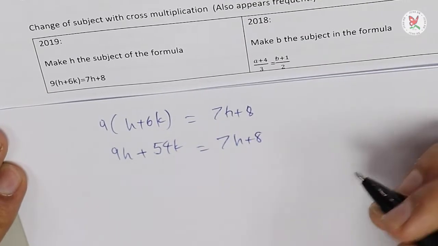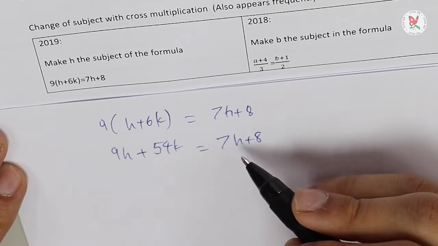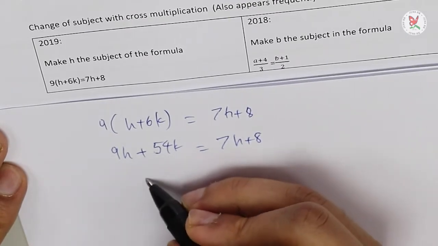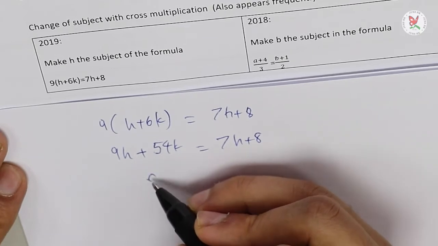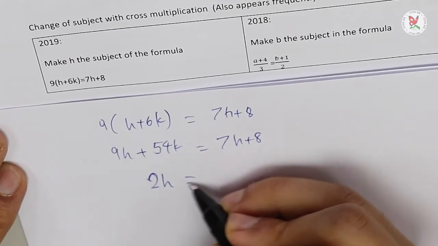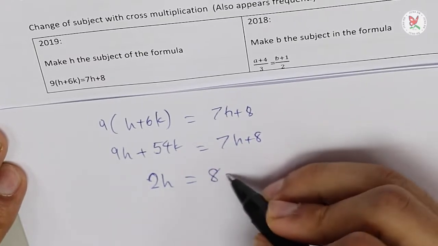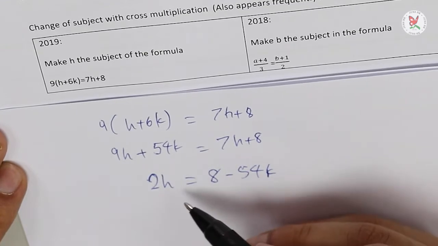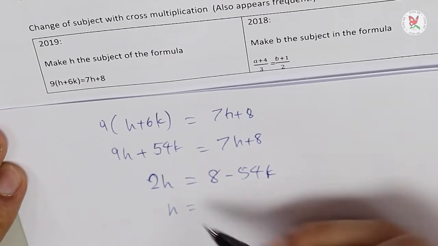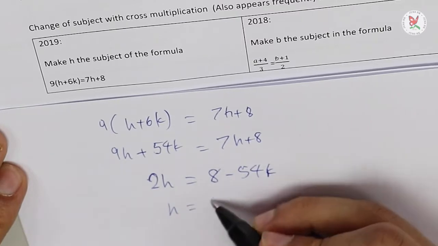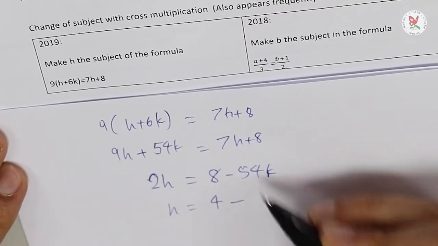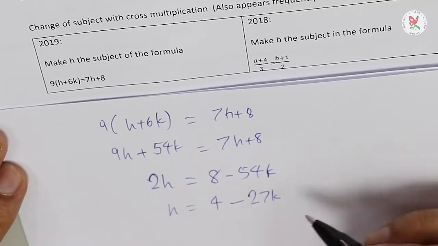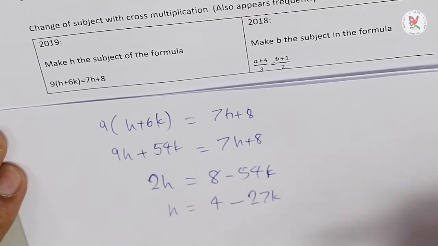The next thing to do would be to bring all the h's into one side. So we bring the 7h to the other side and we have subtraction. So we end up with 2h, and we bring this to the other side, we have 8 minus 54k. The next thing to do would be to get rid of the 2 and divide both of these things by 2. So we have 4 minus 54k divided by 2, which is 27k. And that is it. So now we have h alone, and that is what they're asking us.